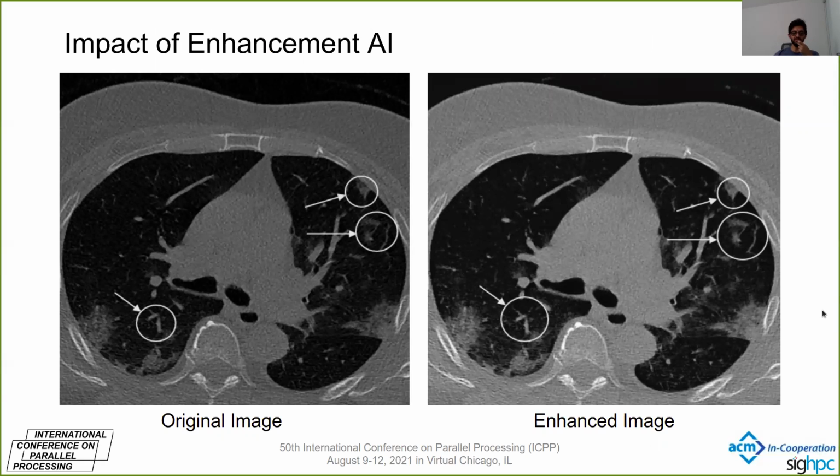Improvement in accuracy with enhanced images is because of the better interpretation of features present in the enhanced image. The CT scans presented in the slide show some of the features that were not very clear in the original CT image, but became very clear and easier to interpret in the enhanced CT image.